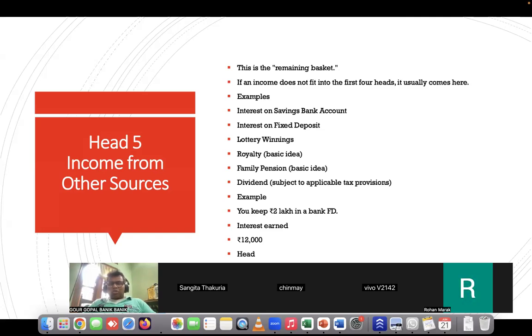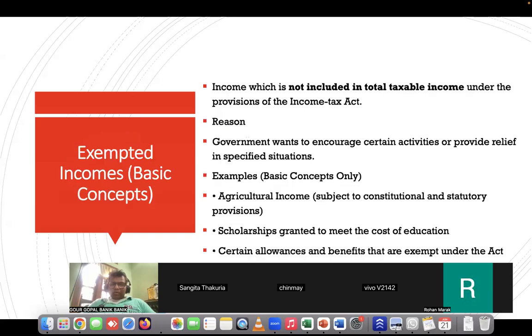Interest मिल गया, you have got interest from savings bank account, you have got interest from fixed deposit, lottery में पैसा मिल गया, royalty मिल गया, family का pension मिल गया. Family pension means suppose उनका husband का देहांत हो गया, wife को family pension मिल रहा है and she is not working, that is income from other sources. Then dividend, you have purchased share from a company and share is giving you part of the profit, that is dividend. ये भी other source में आ जाता है. So remember other source के बारे में आप याद करो.